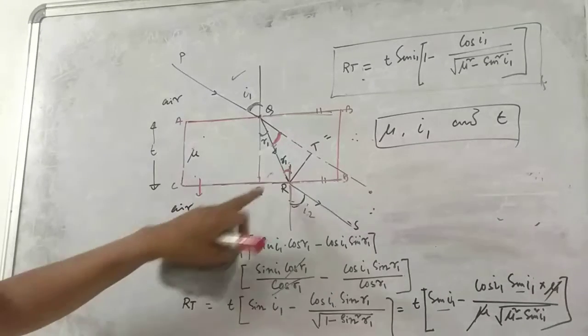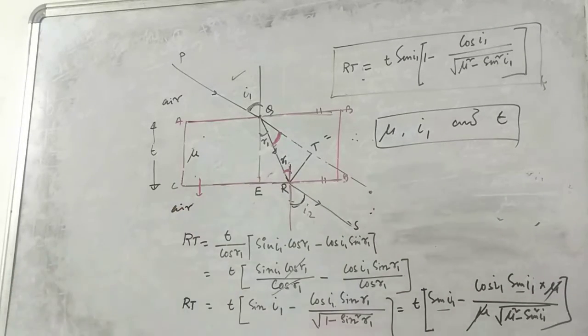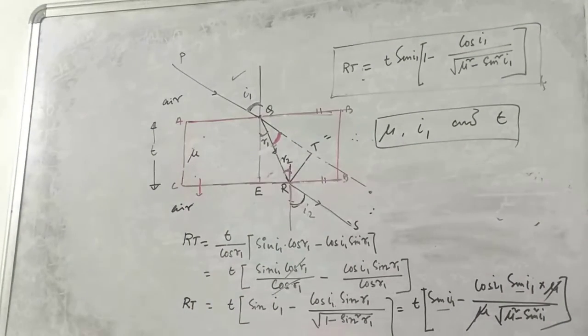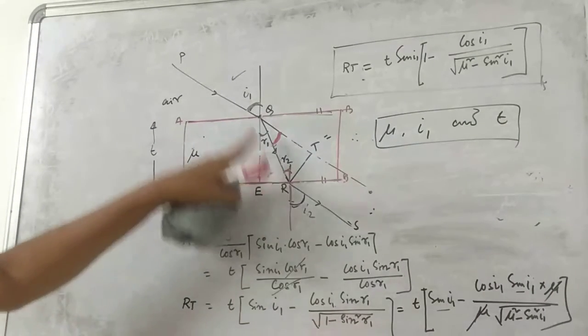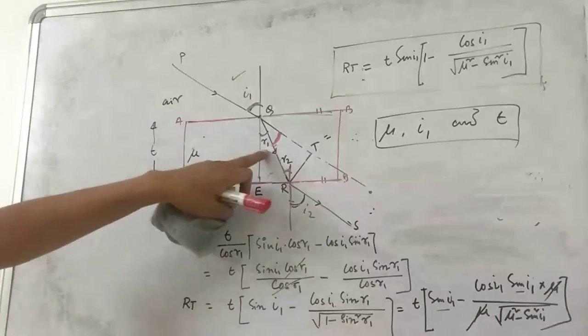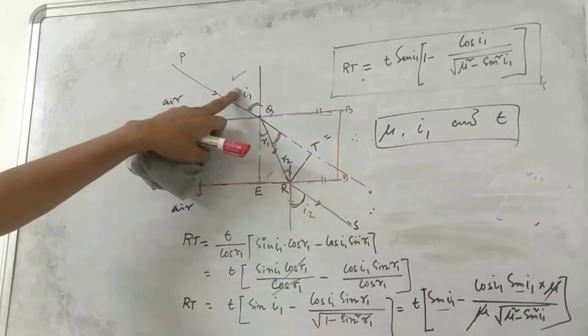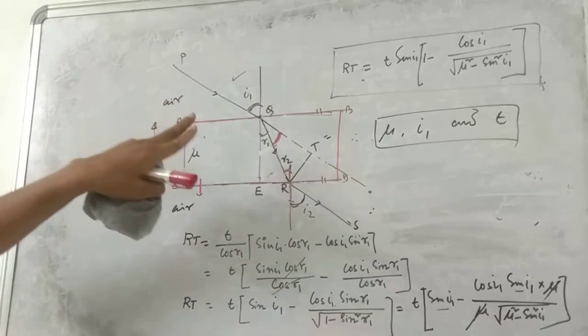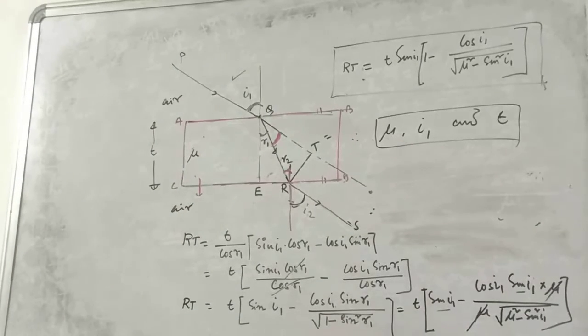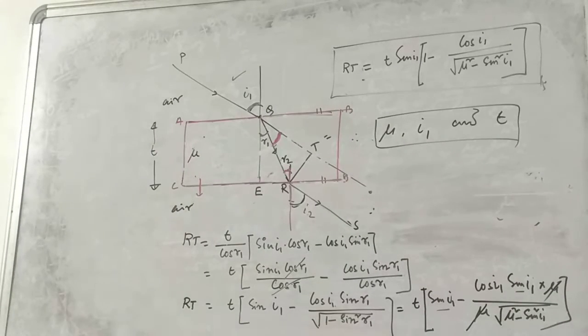You don't need this angle, this R2 and I2, because R2 is equal to R1, and I2 is equal to I1. So you don't need R1, you only need I1, the angle of incidence, the mu of the medium, and the thickness of the medium. These three parameters. If you know these three values, then you can easily calculate the lateral shift that occurs during this kind of refraction.